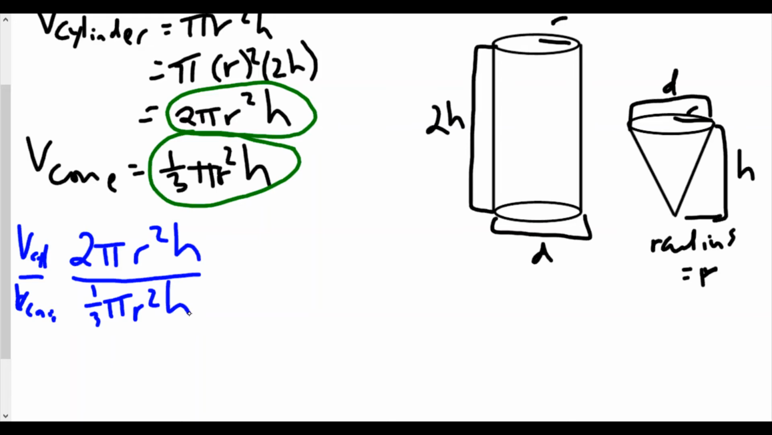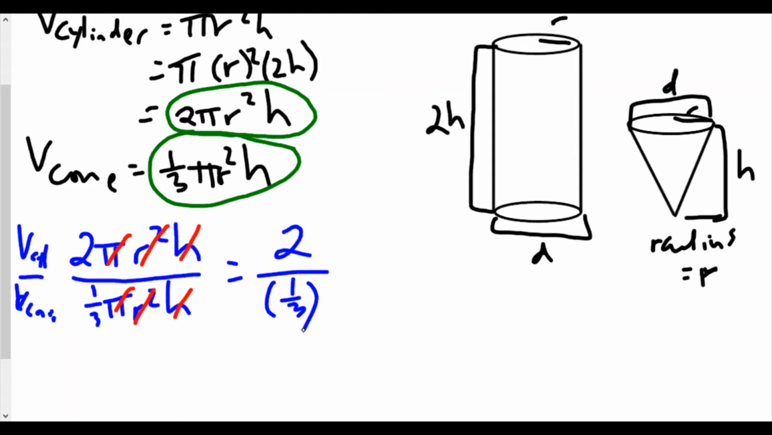And we notice that certain terms we can simplify out. For example, the pi is divided out because pi over pi is going to be just 1. So is h over h. H over h is 1. And so is r squared over r squared is 1. So we're left with a value here of 2 over 1/3.